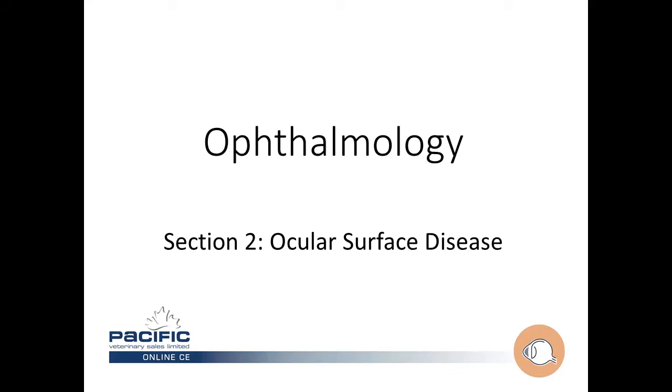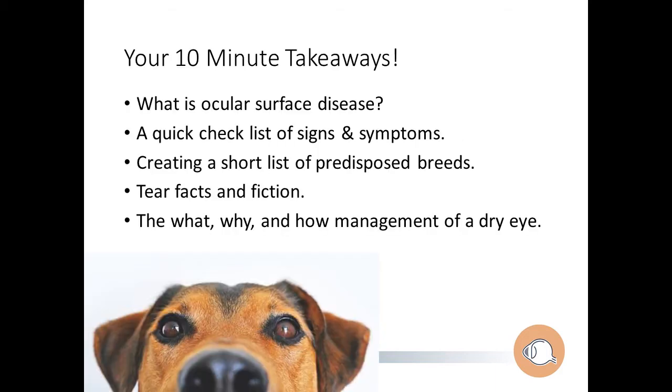Welcome to Section 2 of Ophthalmology, where we get into the specifics of ocular surface disease. In the next 10 minutes, you will learn what ocular surface disease is. We'll go through a quick checklist of signs and symptoms. We'll create a short list of predisposed breeds. We'll talk about some tear facts and fiction. And then we'll go through the what, why, and how management of dry eye.